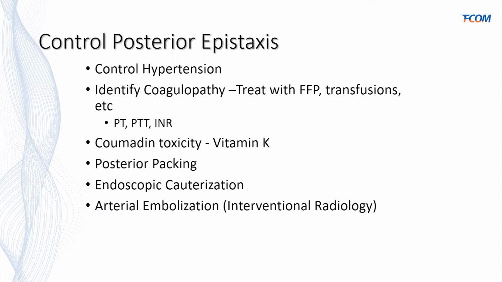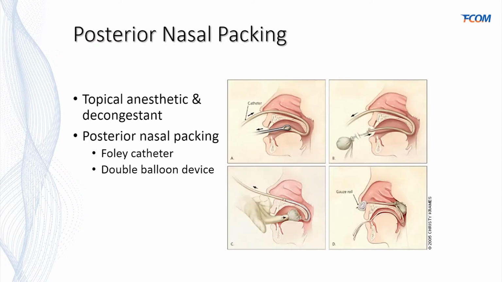One of the best ways to control the posterior epistaxis is with a posterior packing. In the event that the posterior packing doesn't work, you may consider endoscopic cauterization, either at the bedside or in the operating room under anesthesia. In the event the patient is unable to tolerate anesthesia for whatever reason, you may consider an interventional radiology consultation for arterial embolization.